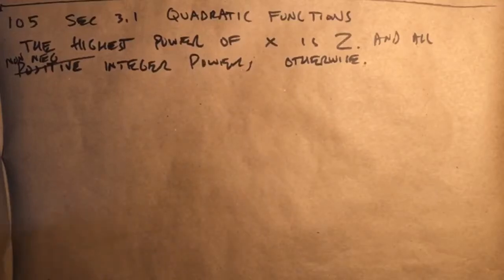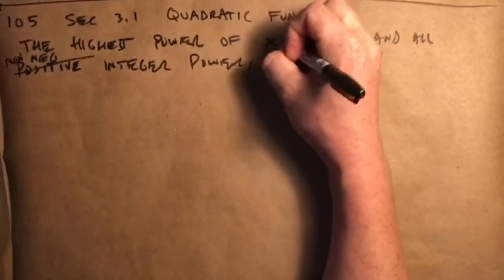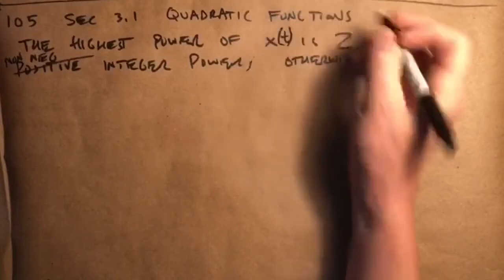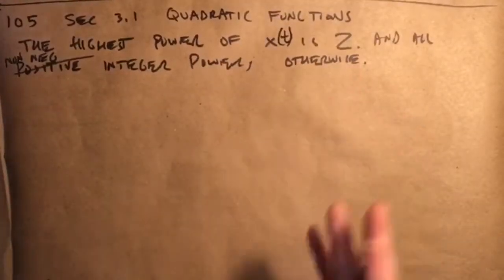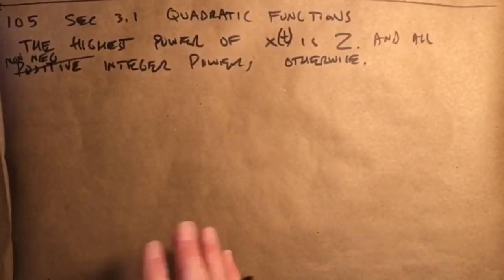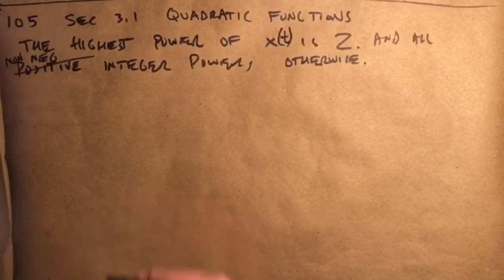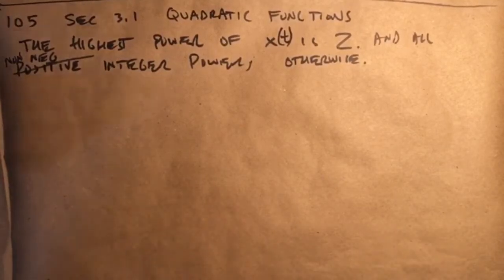Well, friends of mathematics, we're talking about section 3.1, quadratic functions. To be a quadratic function, the highest power of x, or our independent variable, maybe t, is 2, and all non-negative integer powers otherwise. So we can have zeros, ones, twos, no square roots, no thirds, no things of that nature.